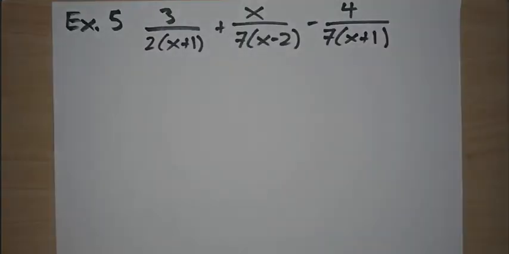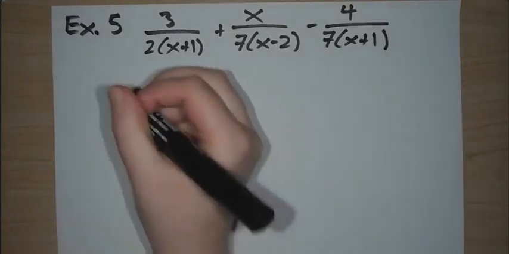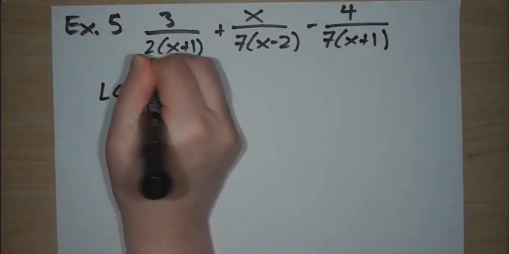This is example 5 from the Adding and Subtracting Rational Expressions lab. We want to add and subtract these fractions. So we'll find our LCD.